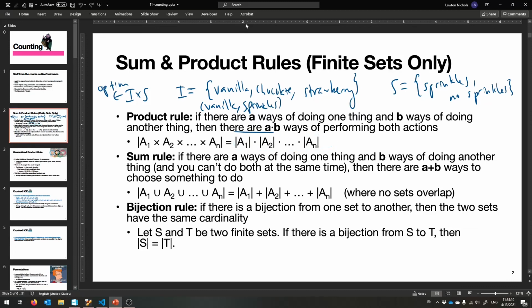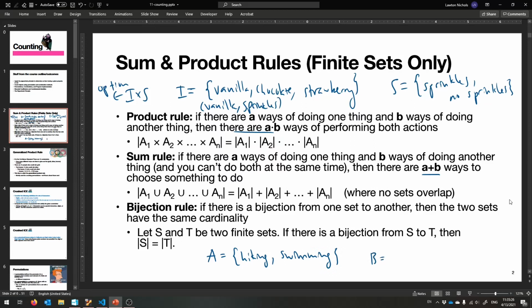How about the sum rule now? This is just saying if you have A ways of doing one thing and B ways of doing another thing, so same A and B, and you also can't do both at the same time, that's key, then there are A plus B ways to choose something to do. So you can kind of think of it as themes. You have options to do different things. Here's the set of adventures you could go on. You could go hiking. You could go, I don't know, swimming, etc.